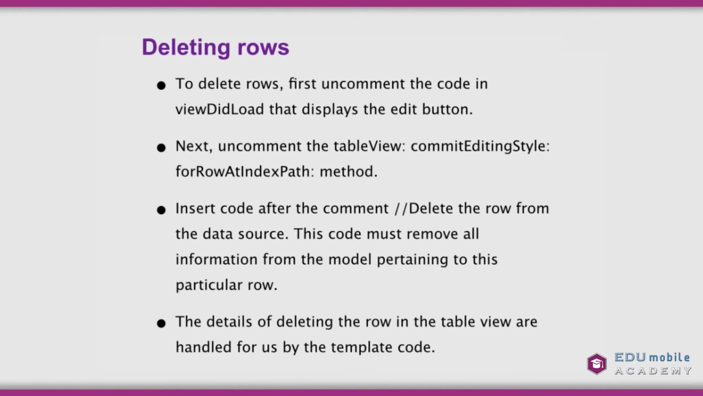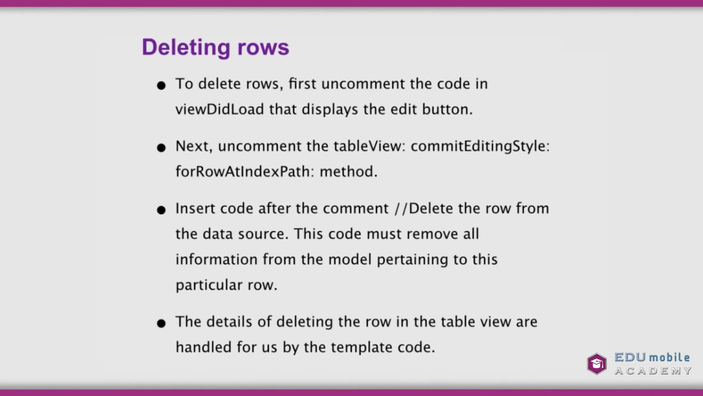Now, deletion in concept is even easier. It just really kind of means that all we need to do is uncomment some code and then add a little bit of code to one method. So to delete rows, we first uncomment the code inside viewDidLoad that pertains to the display of a bar button item called edit. So it adds an edit button item. Now, there is a way to put both an add and an edit button item up in that right bar button items array, and we'll talk about that in the demo.